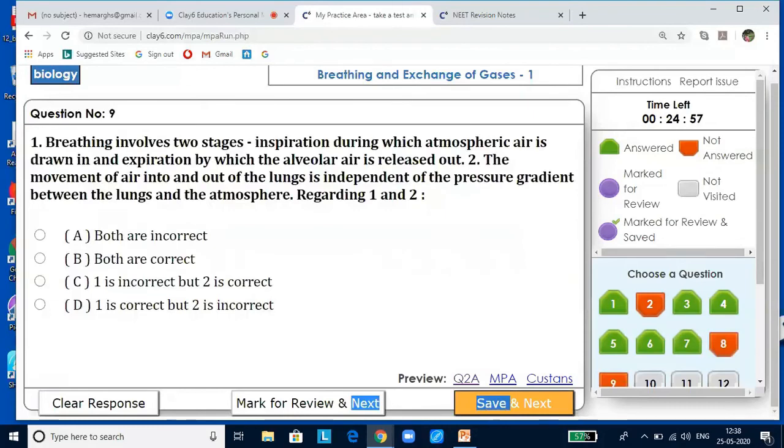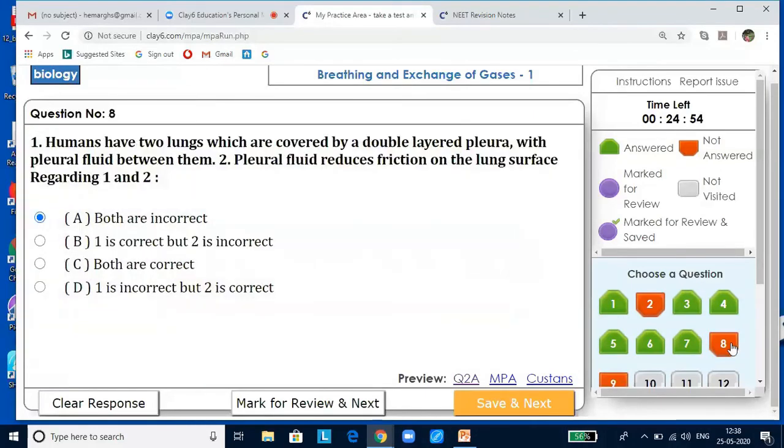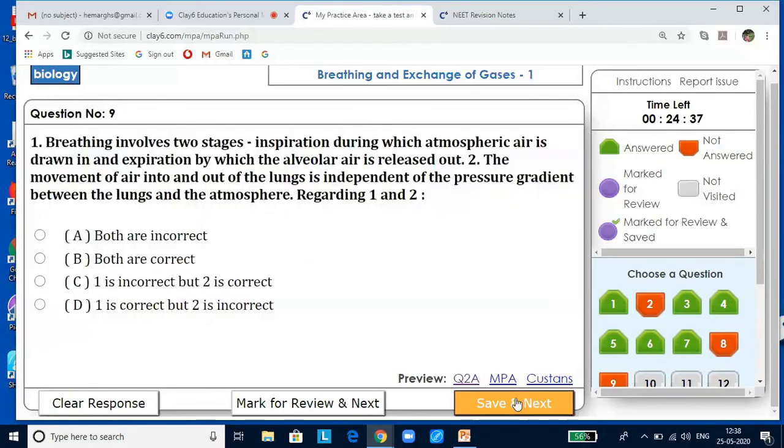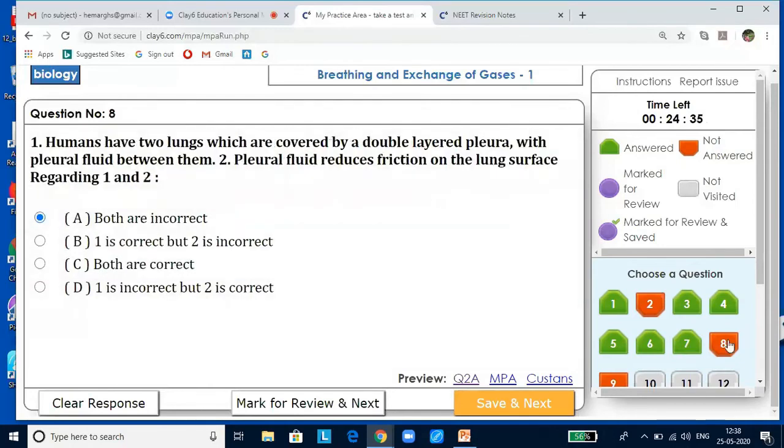Now let us look at the 8th question. Humans have two lungs which are covered by double-layered pleura with pleural fluid between them, right? Pleural fluid is. So regarding this, both are correct. Sorry. Let me see. What did I say? Both are correct. Okay.